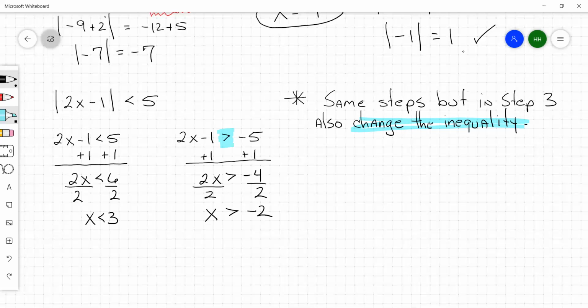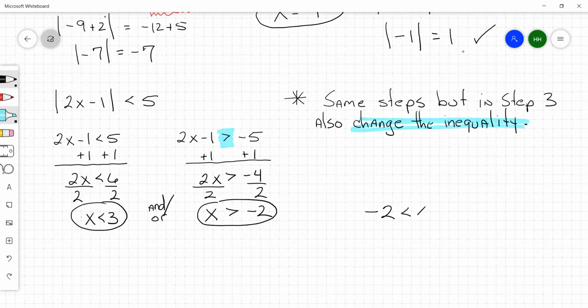You may see it this way. This could be an and or an or. Now, if you look at this, you got an x that's less than 3, and you got an x that's greater than negative 2. So this can be written this way. Negative 2 is less than x, and x is less than 3. You can see it either way. Make sure you understand those are the same thing.